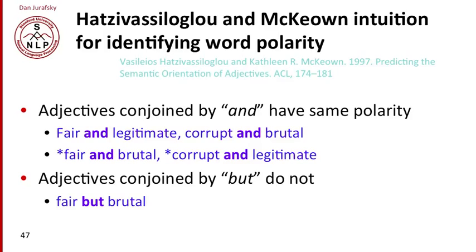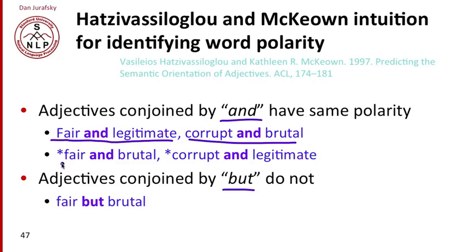And their intuition, very simple, is that two adjectives, if they're conjoined by the word and, they probably have the same polarity, and if they're conjoined by the word but, they don't. So if you see a very high frequency of fair and legitimate or corrupt and brutal, probably fair and legitimate are both of the same polarity.